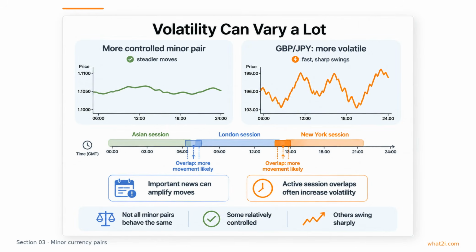Volatility can vary a lot across minor pairs, and that is important for planning trades. Some crosses move in a relatively controlled way, while others can swing sharply and quickly.